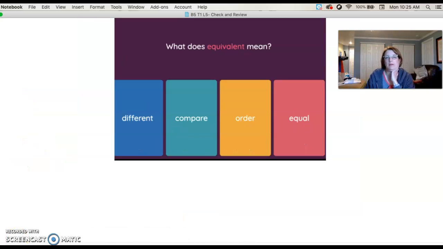What does equivalent mean? So that was a vocabulary word we had, so when that showed up, I just thought that was a good question to put in here. Equivalent means equal. And you can see that the first part, equiv, even looks like equal.